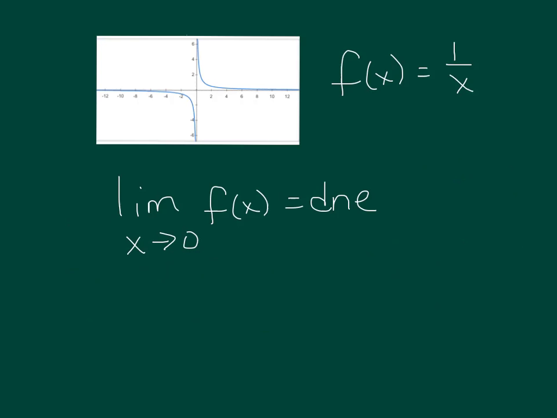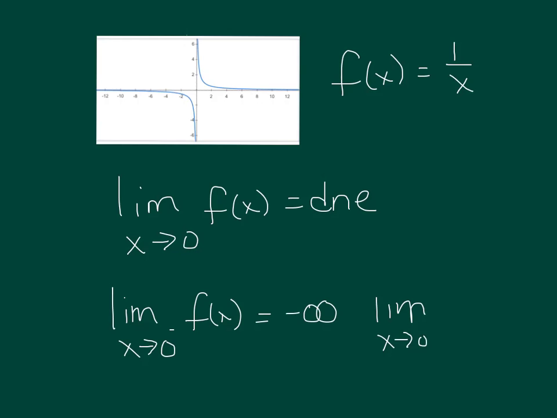Just as a reminder, with the function f of x equals 1 over x, the limit as x approaches 0 of f of x still does not exist. However, if we want to talk about the left-hand limit, the limit as x approaches 0 from the left of f of x, we know that does in fact go to negative infinity, and the limit as x approaches 0 from the right of f of x goes to positive infinity. We'll have our left and right-hand limits still being defined, but overall the limit as x approaches 0 is not defined for this particular function.